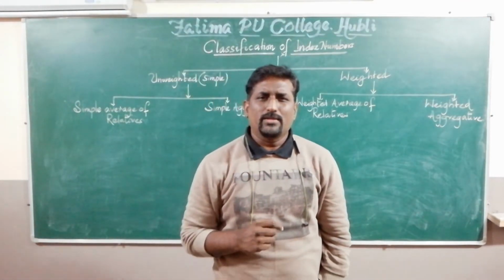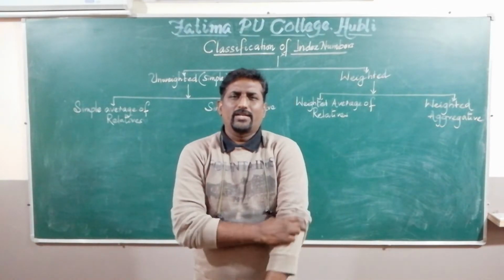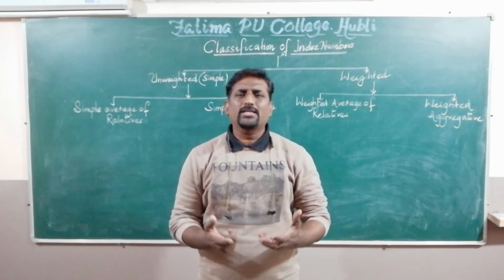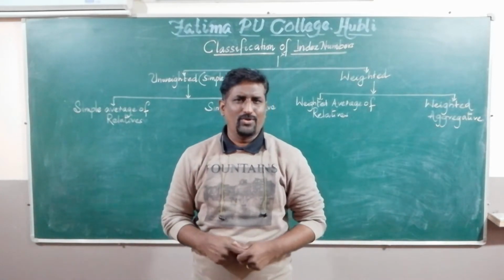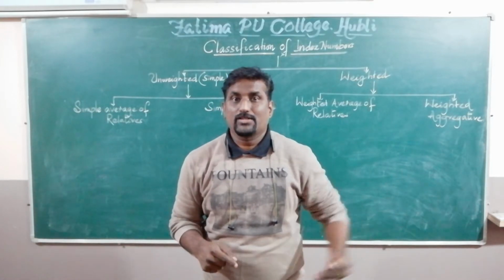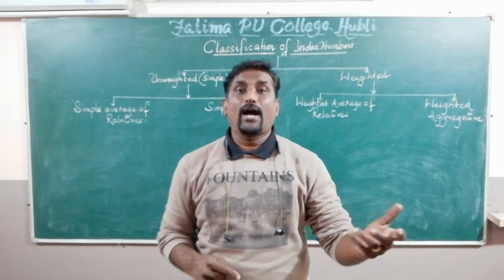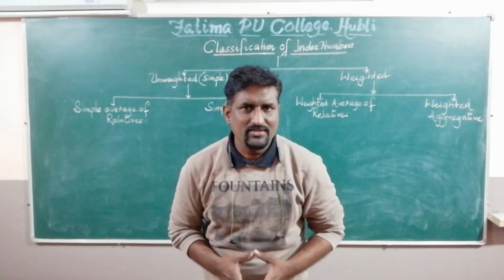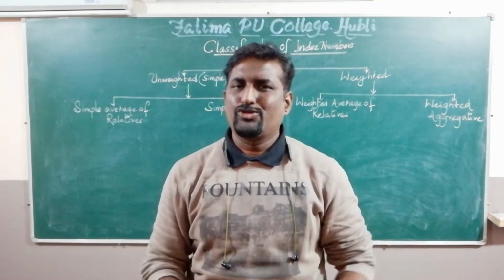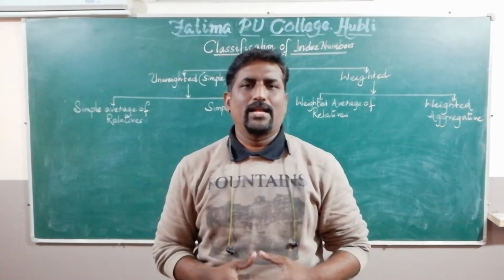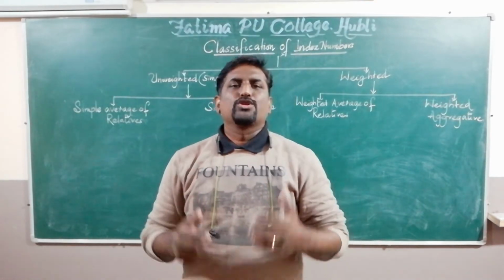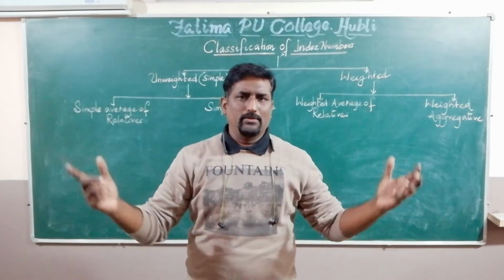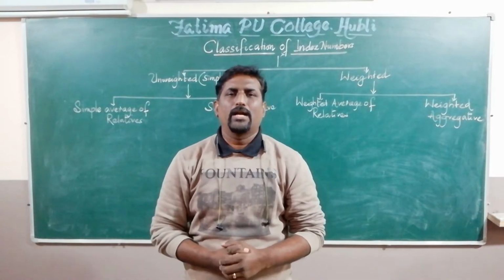Now, what is the difference between unweighted index numbers and weighted index numbers? When we are constructing index numbers, we have to choose the items. You know it, because we have learned in the steps in the construction of index numbers that we have to select the items. When we select the items, we select a few representative items which are commonly consumed by the consumers, like rice, wheat, dal, sugar, oil. These are commonly consumed items by all communities of people.